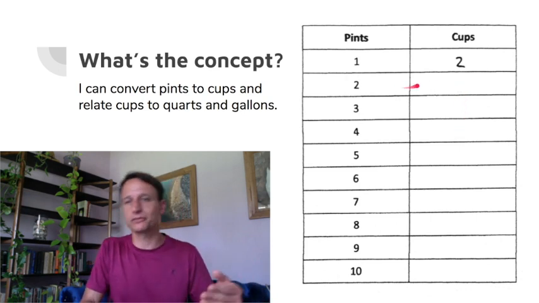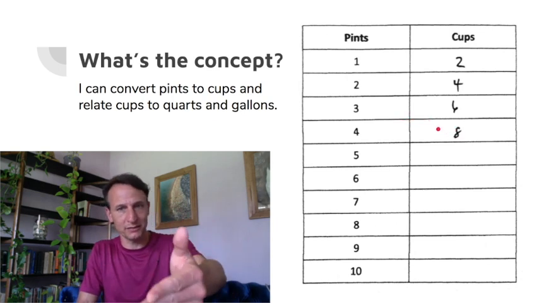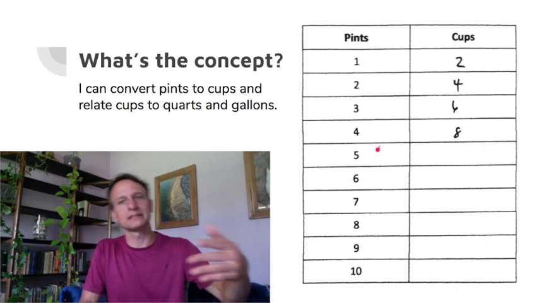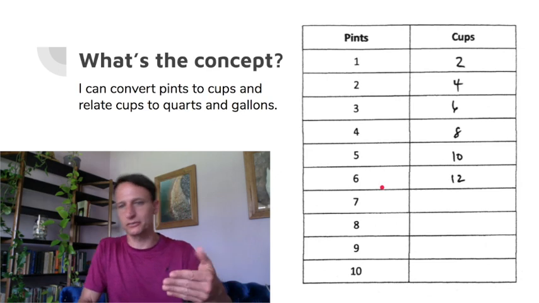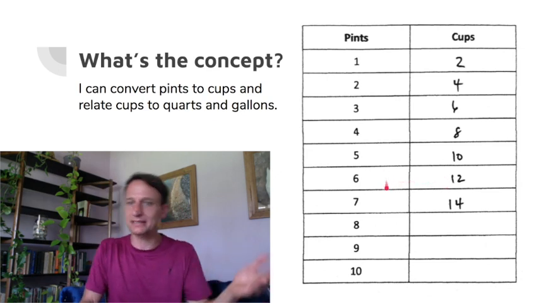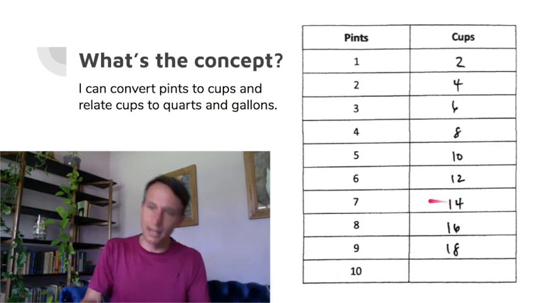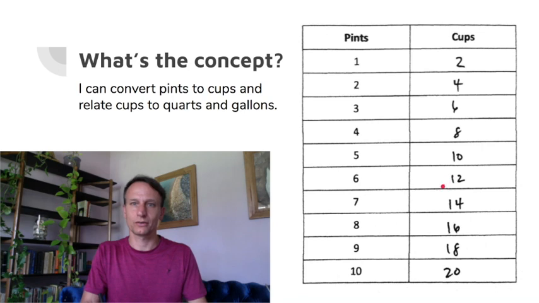2 pints is 4 cups. 3 pints is 6 cups. 4 pints is 8 cups. And by the way, I'm going through this because you probably have this chart in your practice sheet, right? So I'm doing it with you. 5 pints is 10 cups. 6 pints is 12 cups. 7 pints is 14 cups. 8 pints is 16 cups. 9 pints is 18 cups. 10 pints is 20 cups. Great.